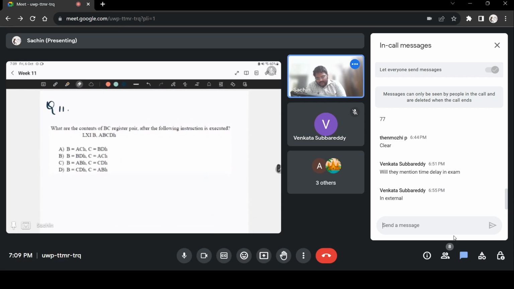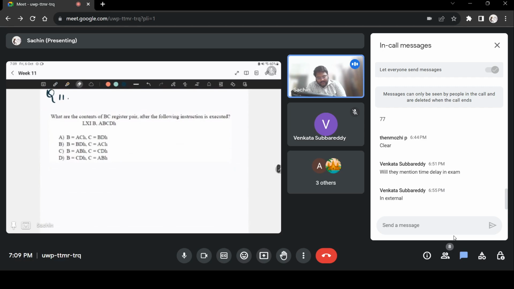What are the contents of the BC register pair after the following instruction is executed? LXI B ABCDH. Whenever you see I, that means the data is immediate. So this data is directly given to you. ABCDH is the data. And LXI, what is that operation? It's a load operation, right?